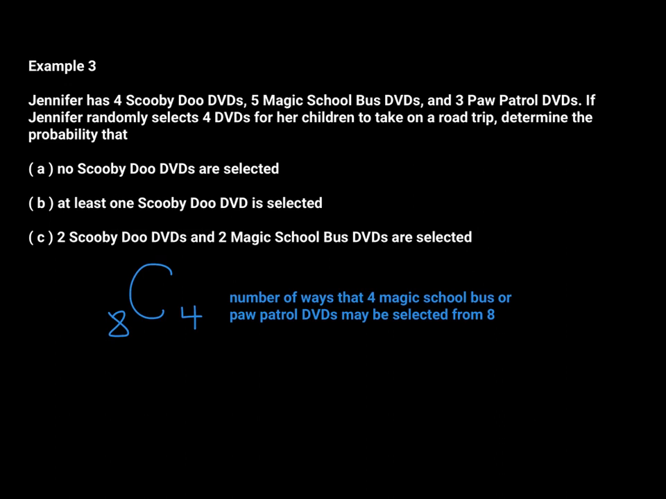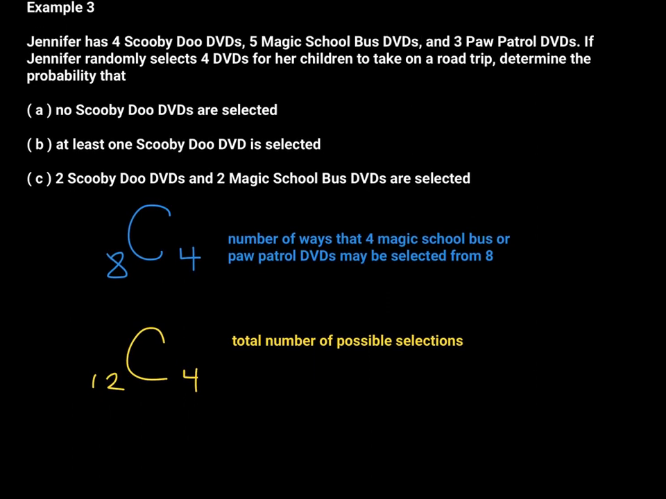Now, what about the total number of possible selections? Well, remember that she's choosing 4 DVDs out of how many total? There's 12 DVDs total, right? So this is going to represent the total number of possible selections. Okay, great. Now let's go to our probability.